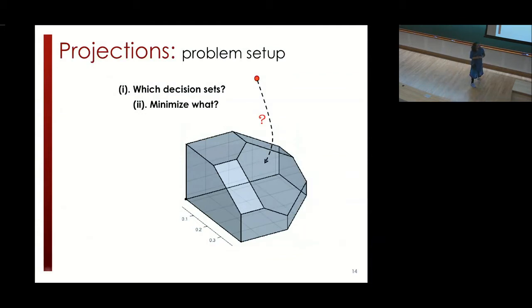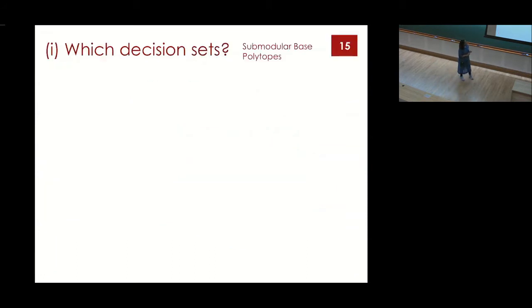I need to define two things still. What are the decision sets? And what are the convex functions I'm minimizing to compute the projections? So the answer to the first question are what are known as submodular base polytopes. How many people have heard of submodular base polytopes before? Okay, so very few.